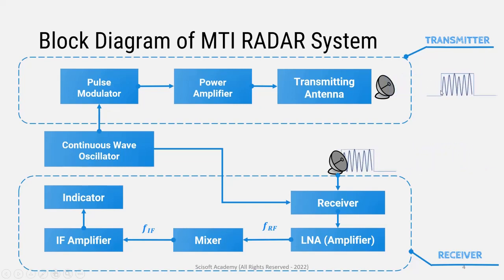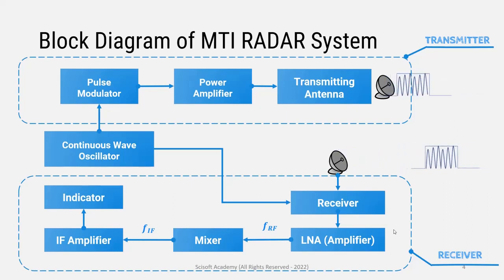Post that, the generated pulses are amplified, then transmitted into the airspace. On the other hand, when we receive the reflected signal from the target, the receiver section has an antenna which is responsible for reception of the reflected pulses. Those pulses are given to the low noise amplifier, which helps us get the radio frequency of the incoming signal, and then it is given to the mixer for determining the intermediate frequency.